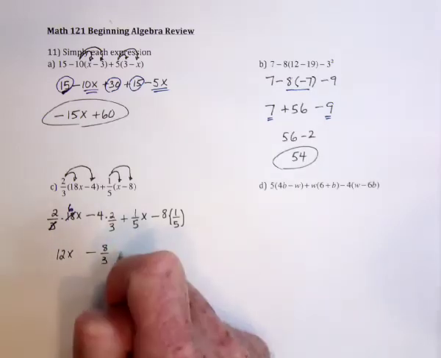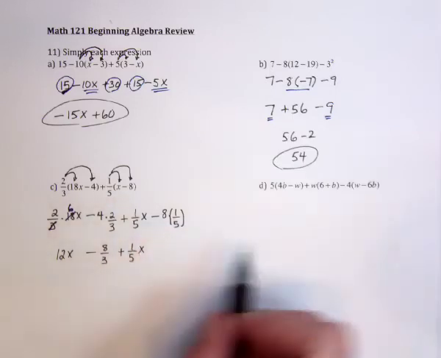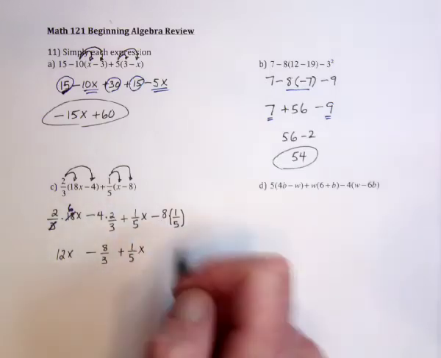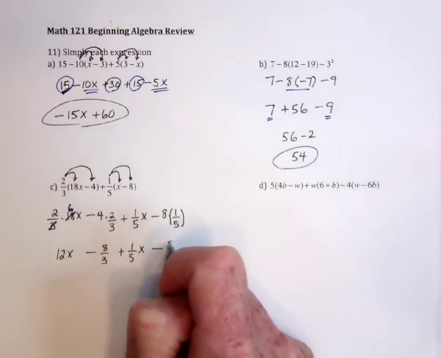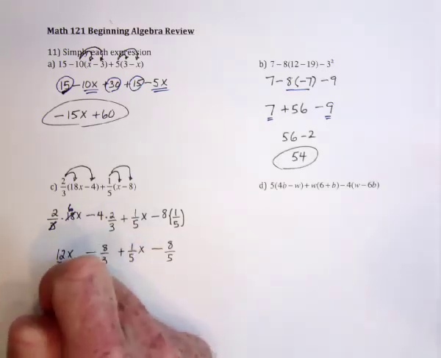This one can't be reduced. It's 1/5 of x. And this one, 5 can't divide into 8, but you could just rewrite it as 8 over 5. Well, now we need to combine the x's.